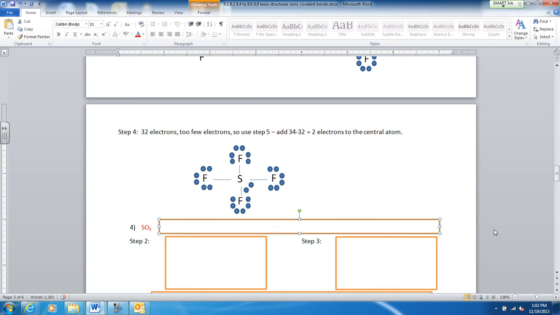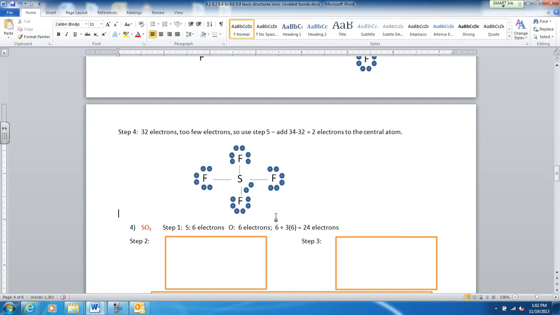Okay, SO3, add up your valence electrons. Again, pause and try this on your own, and I'll lead you through it.